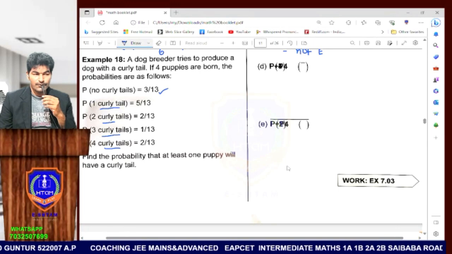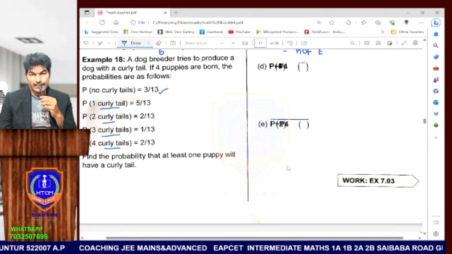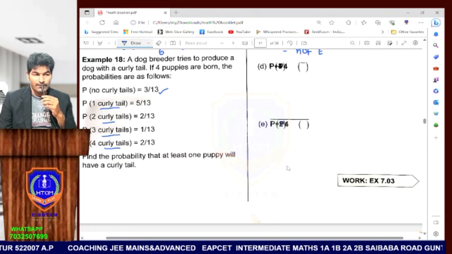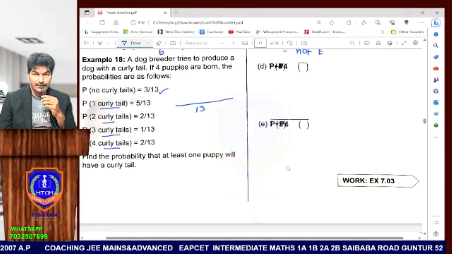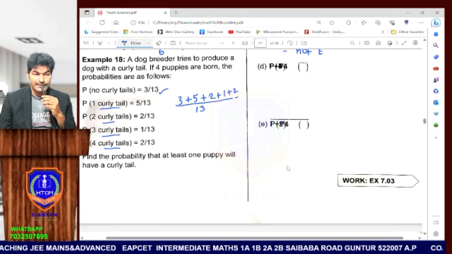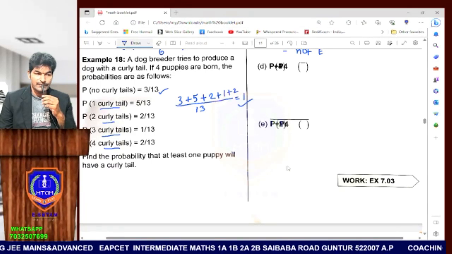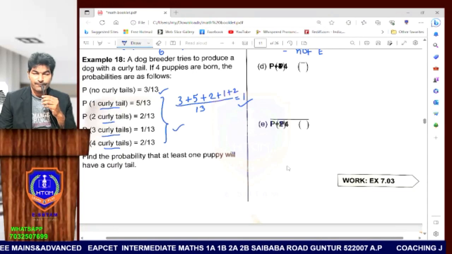Do one thing, add all these values. Okay, let's see. 13 is the overall denominator. So the first value 3, plus the next value 5, plus 2, plus 1, plus 2. Is that 1? Yes, it is 1. That means the data is correct. The probabilities are correct.